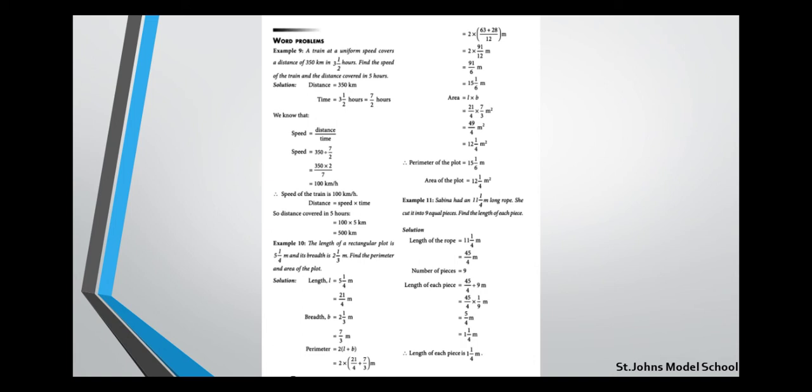That we got as 63 plus 28 by 12, then 2 into 91 by 12, that is 91 by 6, that is 15 1 by 6. Area is length into breadth, that is 21 by 4 into 7 by 3, that is 49 by 4, that is 12 1 by 4 meters. So the perimeter of the plot and the area of the plot we got.